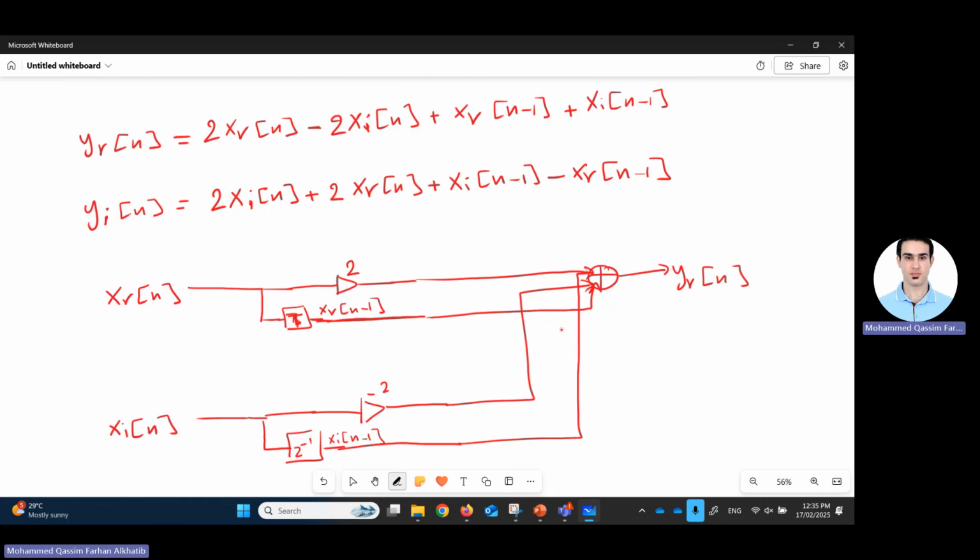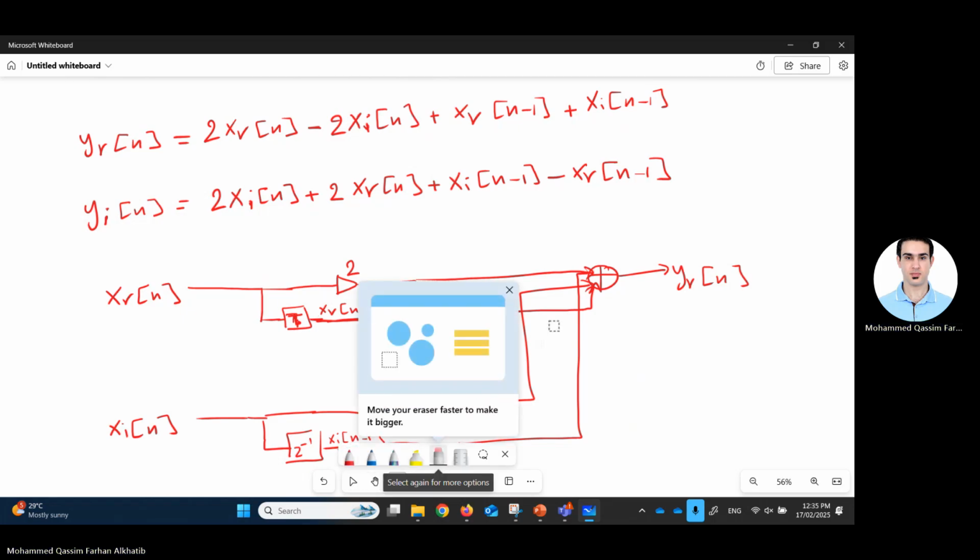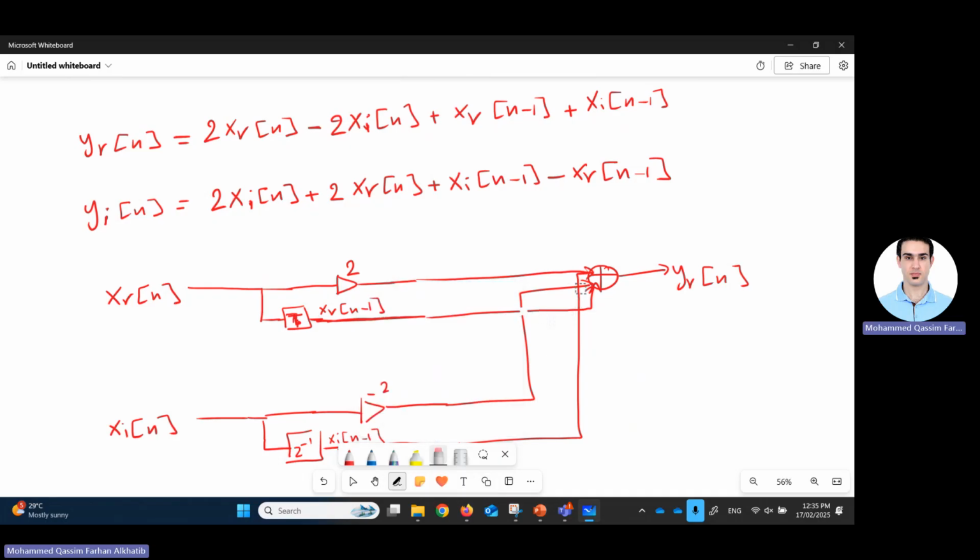Now, to avoid this kind of intersection, what you usually do is something like this. I'm going to remove this intersection. One line you draw as it is, and this one like this. I'm sure you've done that in circuits, to show that there is no intersection, just a line jumping. All right, so that's for y real.